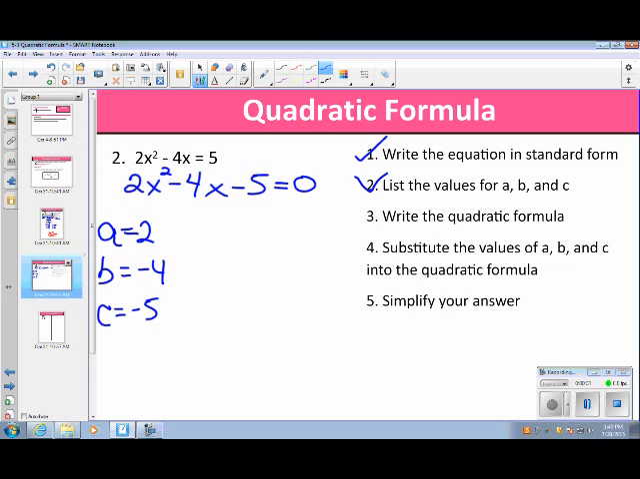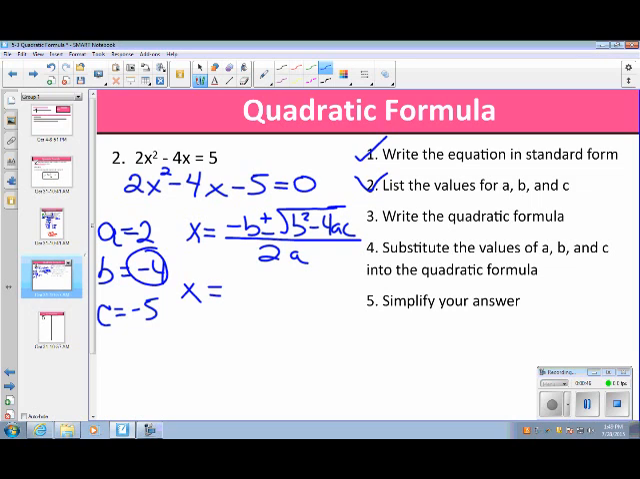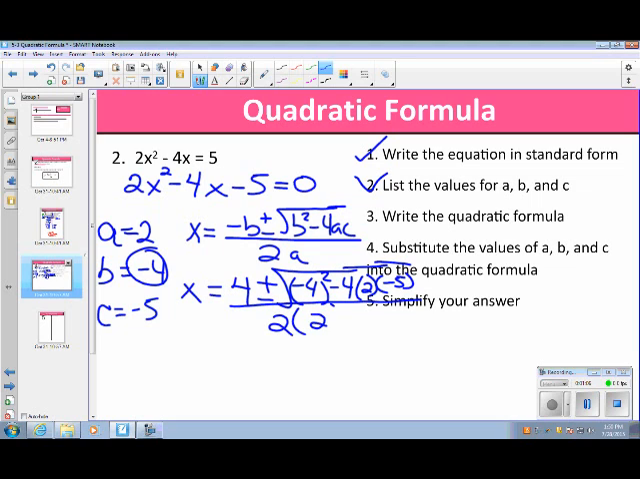Write the quadratic formula. X equals negative b plus or minus square root b squared minus 4ac all over 2a. X equals negative b. My b value is negative 4, so negative 4 is positive 4, plus or minus the square root of b squared, again remembering that it's very important to put it in parentheses, minus 4 times my a value, times my c value, which is negative 5, all over 2 times 2.